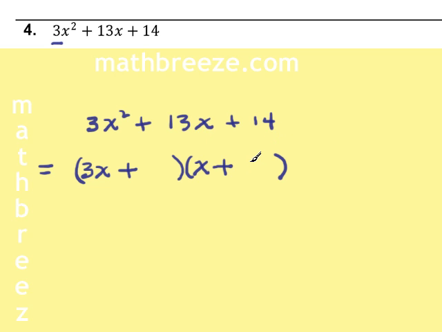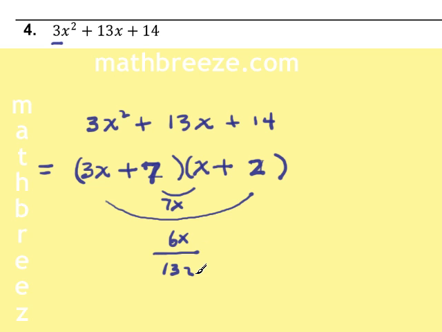And just very lightly, if I put the 7 here and the 2 here, I'll get 21x plus 2x. Again, it's getting too big. Let me put the 7 here and the 2 here. And let's try to get this middle term. So here we get 6x, here we get 7x, and this sums to 13x. So this is the correct factorization.